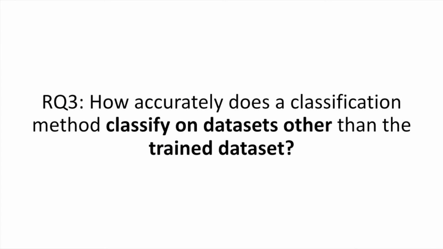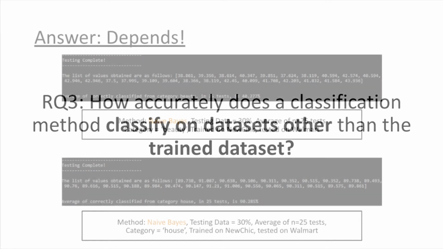Our third research question focuses around the dependency of training one dataset and testing the resulting classifier on a different dataset. More so, how accurately does a classification method classify on datasets other than the trained dataset?